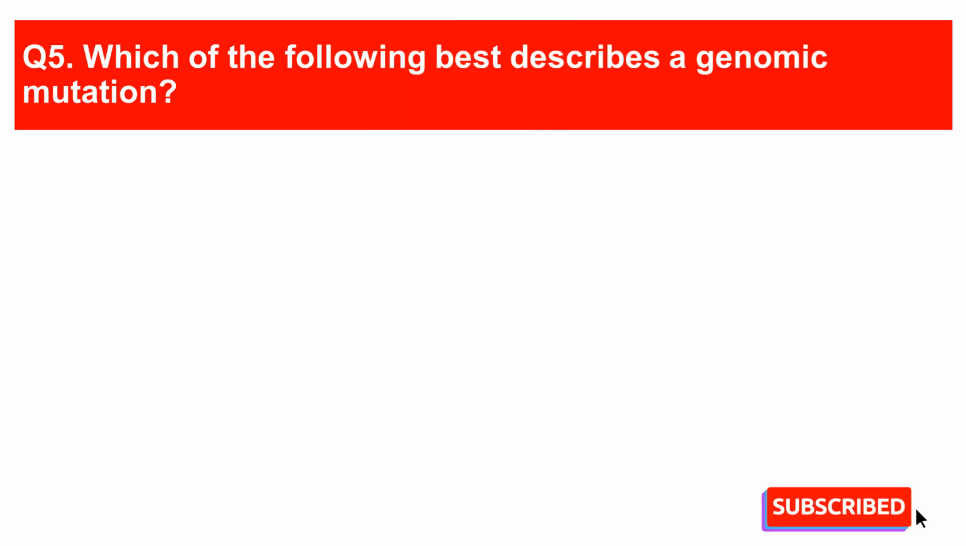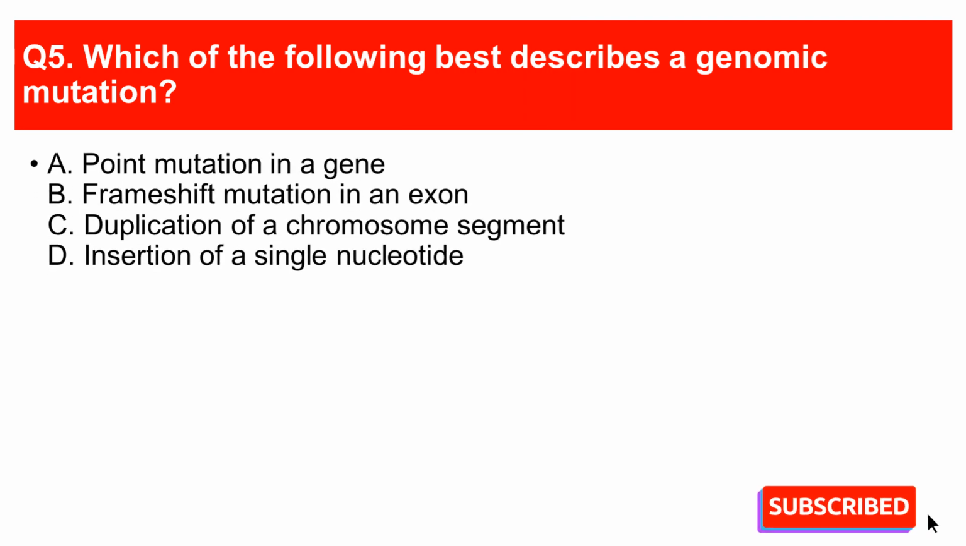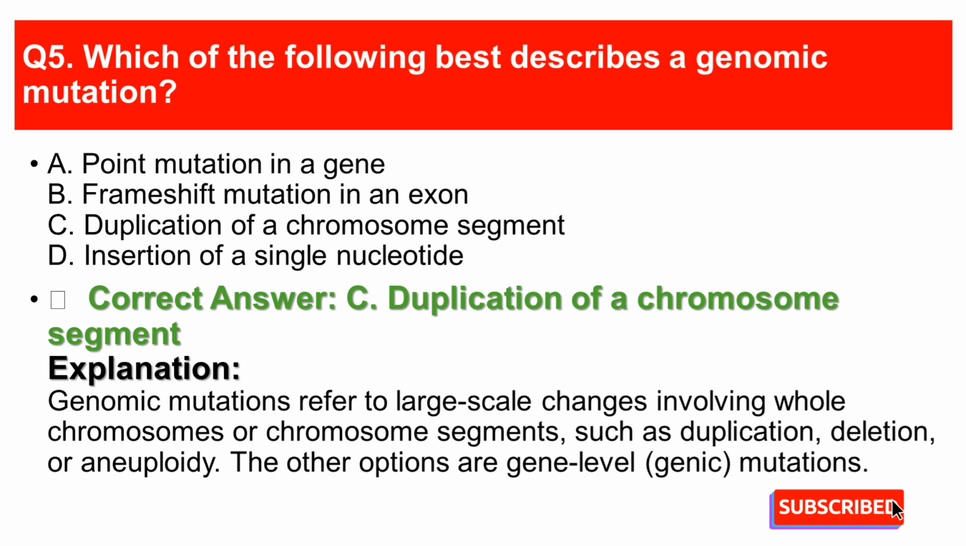Q5. Which of the following best describes a genomic mutation? A. Point mutation in a gene. B. Frameshift mutation in an exon. C. Duplication of a chromosome segment. D. Insertion of a single nucleotide. Correct answer: C. Duplication of a chromosome segment.